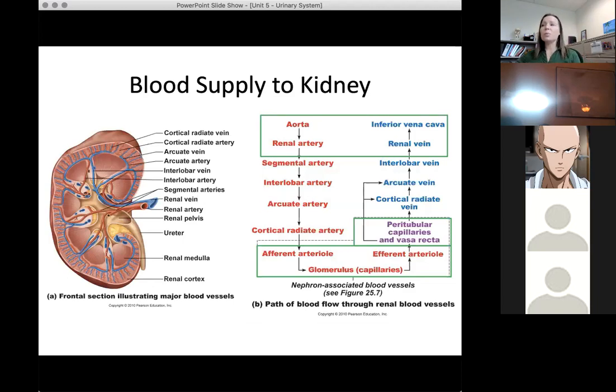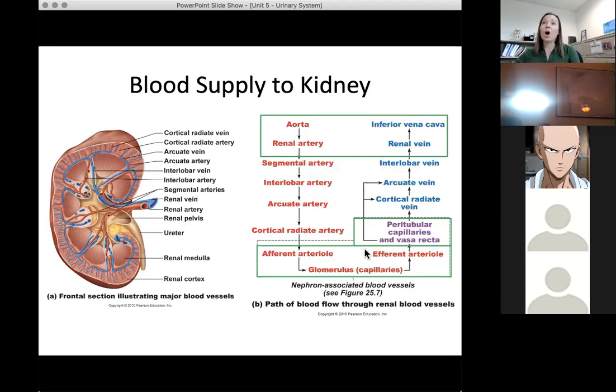So as far as the blood supply to the kidney, you definitely should know the renal artery is the artery that carries oxygenated blood into the kidney. You can see that here on this picture, that big red artery going into the hilus, and that the renal vein is the blood vessel that carries blood out of the kidney. And this is now deoxygenated blood. You do not need to know these intermediate arteries that are listed here, segmental artery, interlobar artery. You don't need to worry about that.